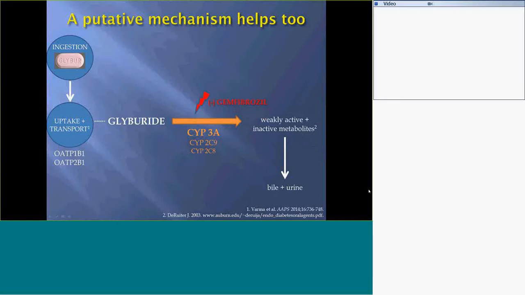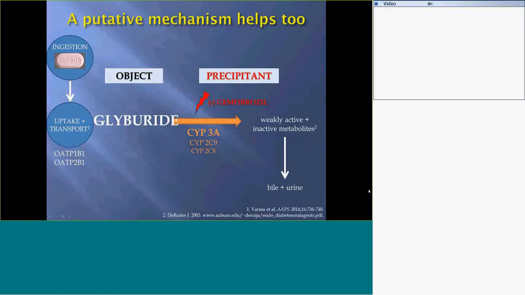But you can imagine in this potential situation that the gemfibrozil that was prescribed can inhibit some of those isozymes in the liver, particularly the 2C9, 2C8 variants. And you can imagine a situation where inhibiting the process of converting glyburide from active to inactive could increase the concentration of glyburide, leading to an exaggerated pharmacologic effect, which leads to hypoglycemic episodes.